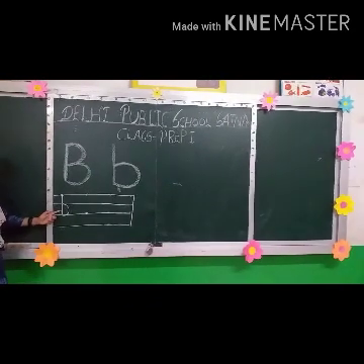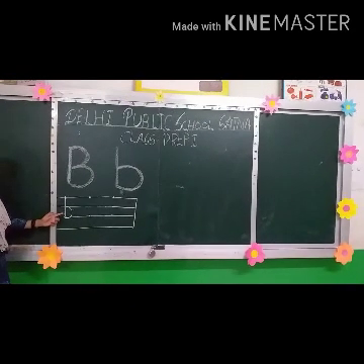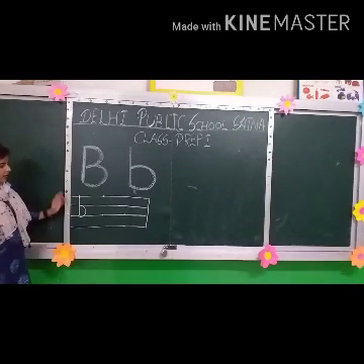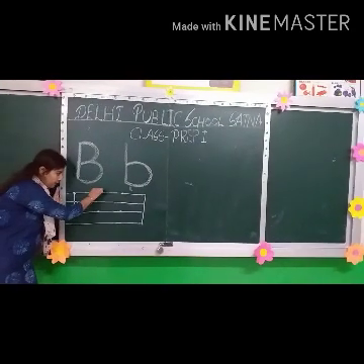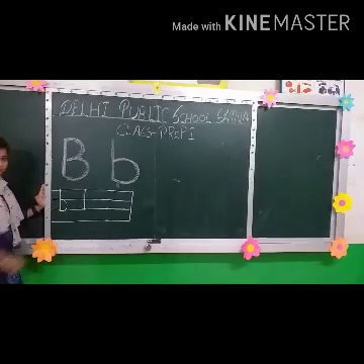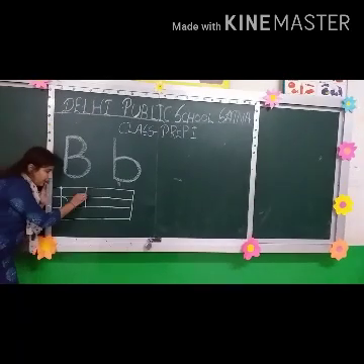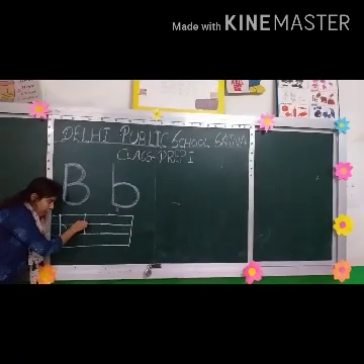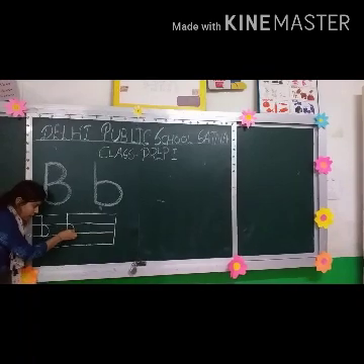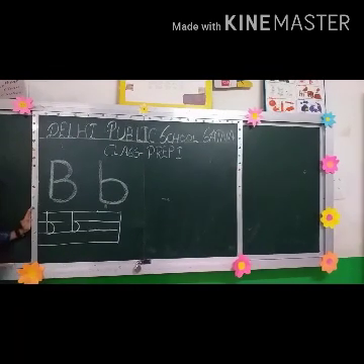this is called the B. B, B, B. Again, firstly we will make a standing line. Okay? Then, in midpoint, we will make a small curve. Yes, small curve.